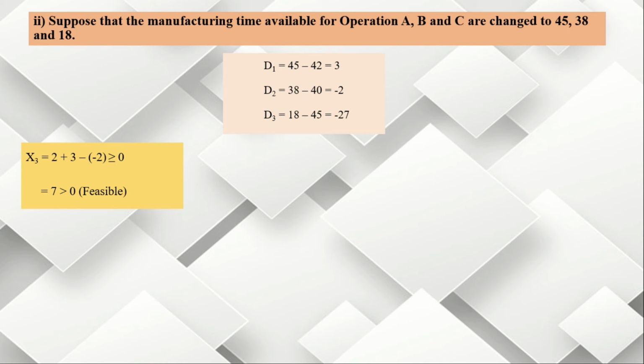After that, we substitute the values of D1, D2 and D3 into the feasibility conditions. X3 equals 2 plus 3 minus negative 2, greater than or equal to 0, and X3 equals 7, which is more than 0. That means X3 is feasible.